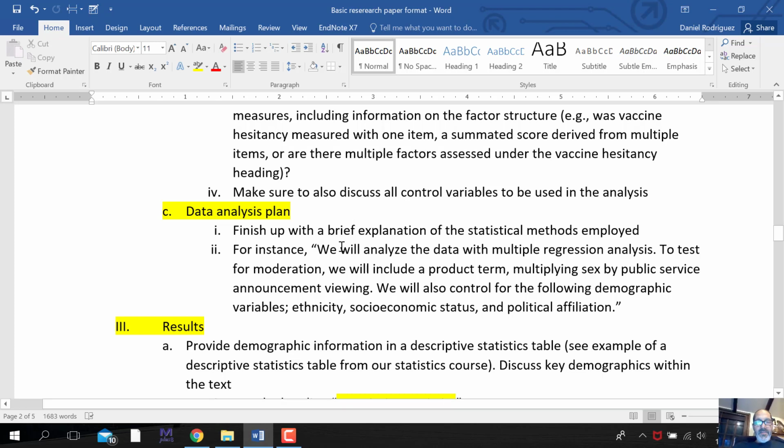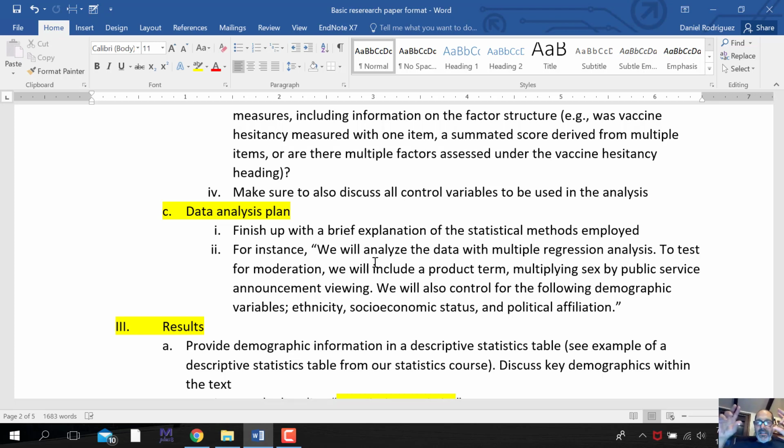Here's an example. We will analyze the data with multiple regression analysis to test for moderation. We will include a product term, multiplying sex by public service announcement viewing. We will also control for the following demographic variables: ethnicity, socioeconomic status, and political affiliation. So here I'm talking about that I'm going to analyze the data using multiple regression analysis.